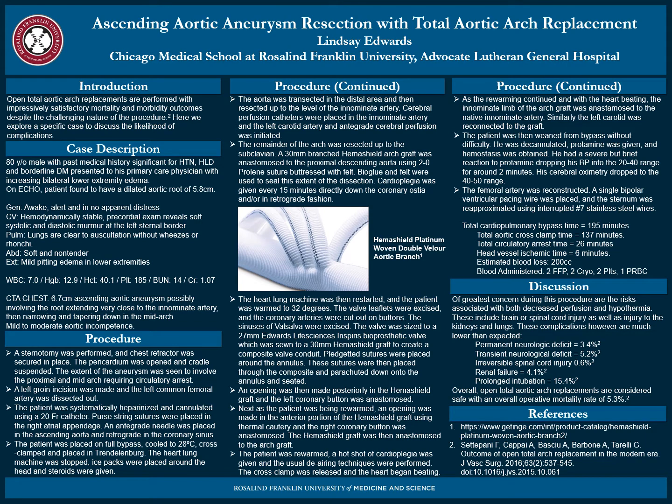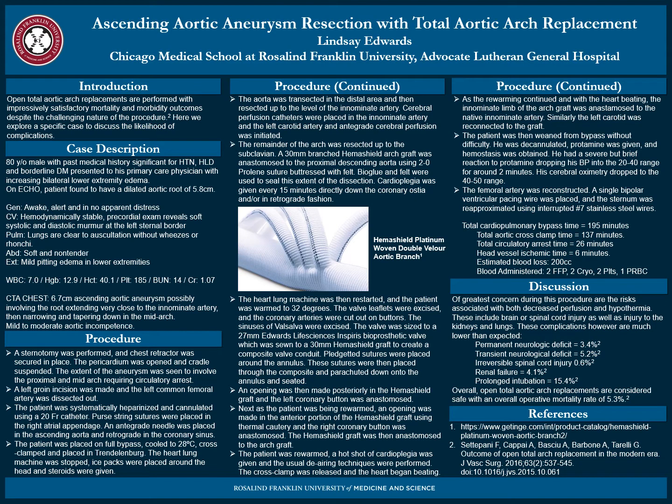An opening was then made posteriorly in the Hemashield graft, and this left coronary button was anastomosed. Next, as the patient was being rewarmed, an opening was made in the anterior portion of the Hemashield graft using thermal cautery, and the right coronary button was anastomosed. The Hemashield graft was then anastomosed to the arch graft.